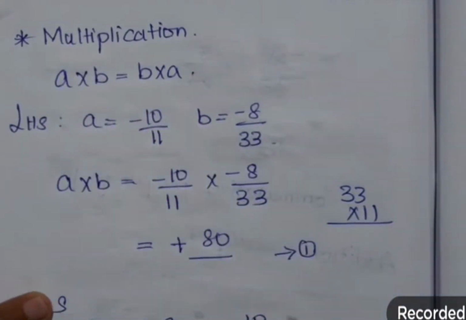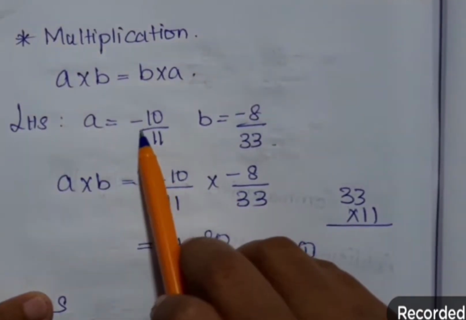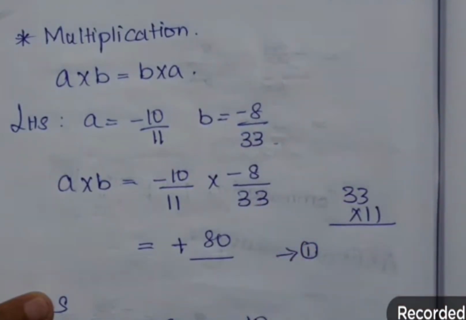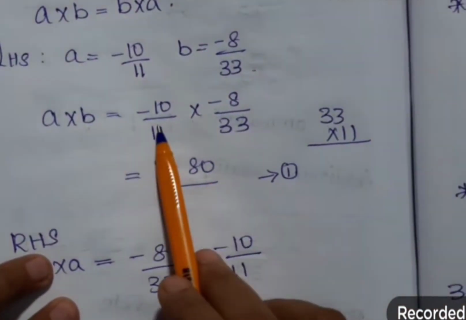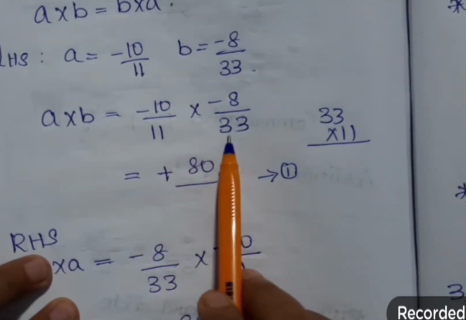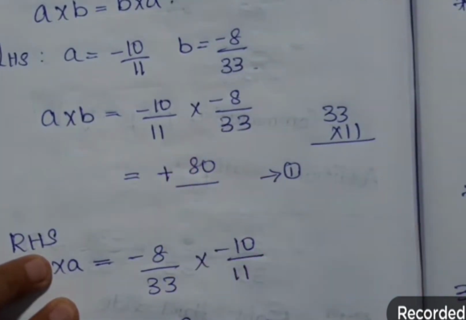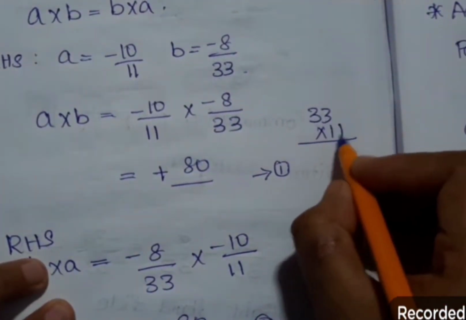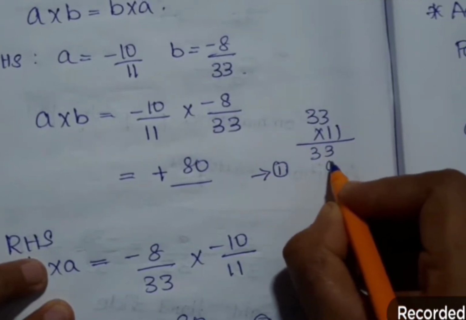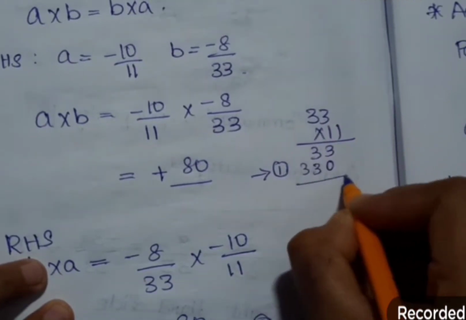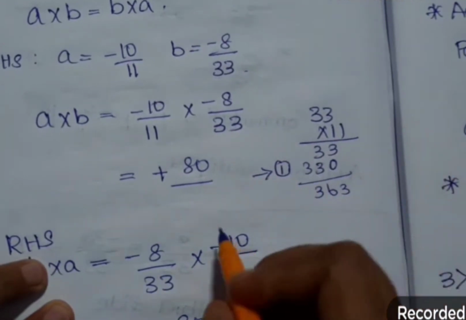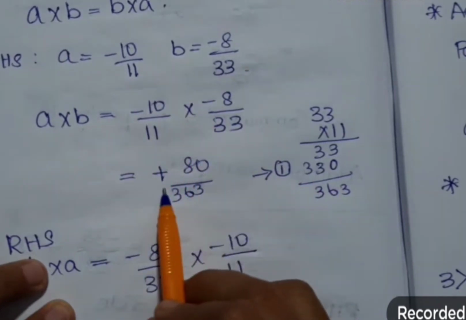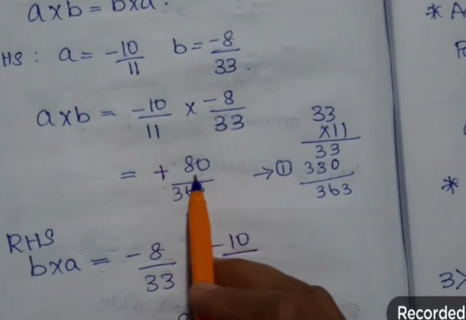So substitute a value and b value, same method. LHS side we can do, and afterwards we can do the right hand side. First LHS side, a value and b value you take. For multiplication rule, a into b is equal to a value minus 10 by 11 into b value minus 8 by 33. So here no common terms, you can multiply both values. Minus 10 into minus 8 becomes plus, so 80, divided by 11 into 33, multiply this, normal multiplication, you will get 363. So the denominator is 363. Both values are negative, so if you multiply, it becomes positive.